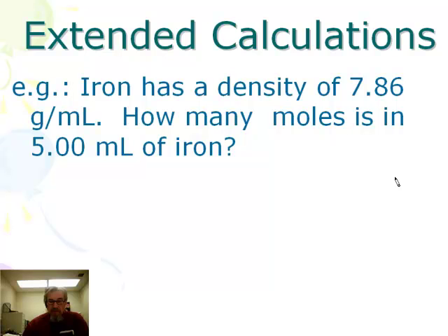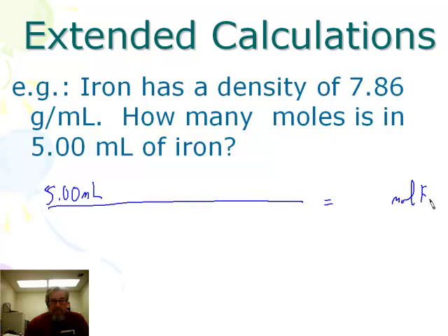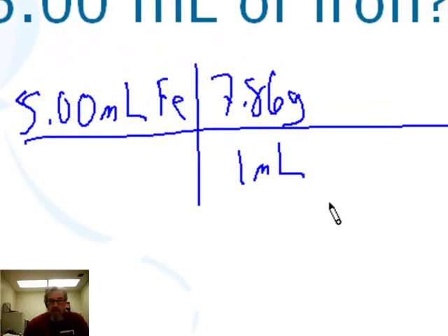So another example. Iron has a density of 7.86 grams per milliliter. That's a fact. How many moles is in 5 milliliters of iron? I write down my given information. I'm starting from 5.00 milliliters of iron. What I want to know is, how many moles of iron is that? Well, to get from milliliters into grams, I can use density as a conversion factor. 7.86 grams is 1 milliliter. That's what the density means. By multiplying by this factor with the milliliter on the bottom, I cancel it out and I get grams.